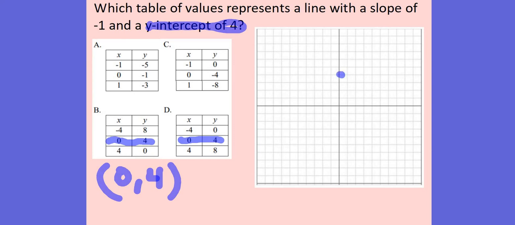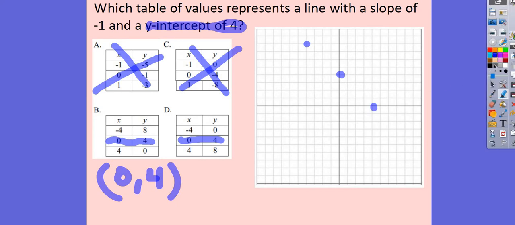Okay, so that means that these two, there's no way they can be my answer because they don't have a y-intercept of 0, 4. So now let's look at B. Let's plot -4, 8. Right there. Okay? And let's plot 4, 0. 1, 2, 3, 4, 0.